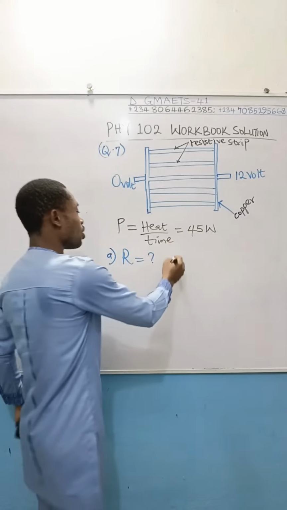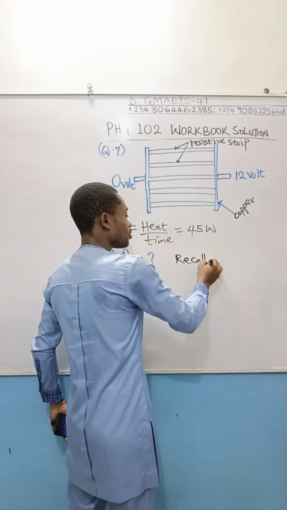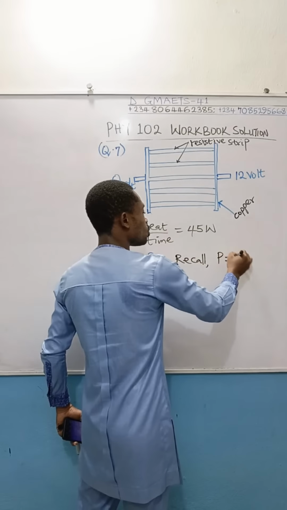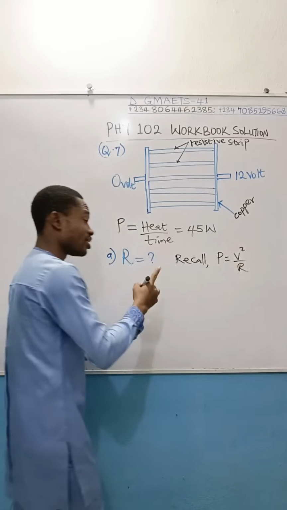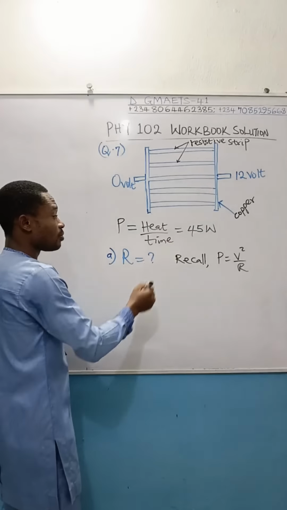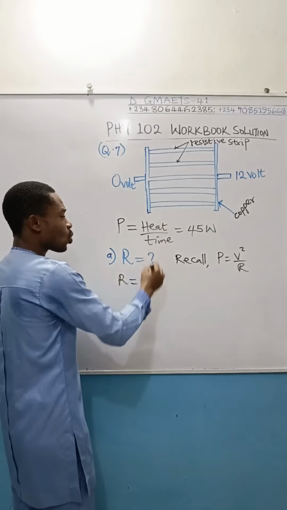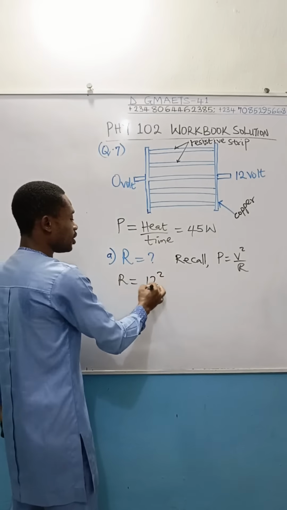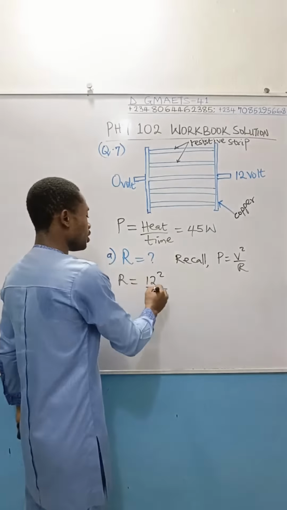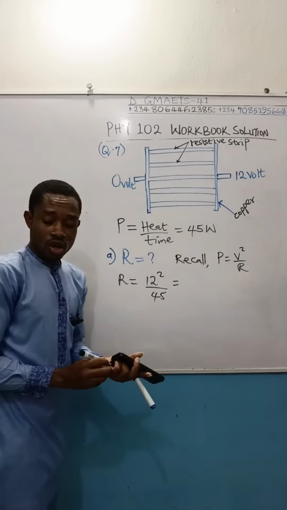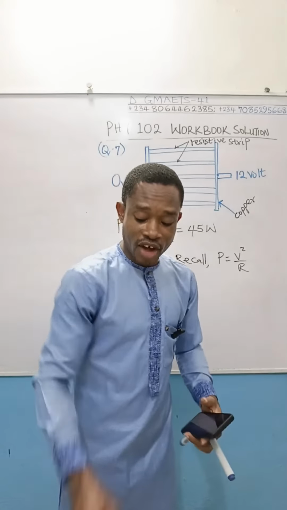So from there, we are going to recall that power is equal to the square of voltage divided by resistance. So if you fix up the value, the resistance will now be equal to the square of voltage, which is 12, you square it, then divided by P. P is the power, which is 45. So you can reach out for your calculator and evaluate that.